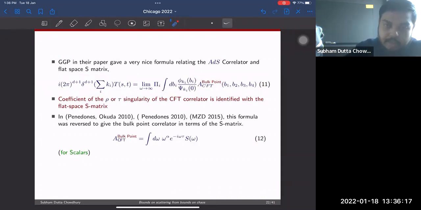More precisely, what you should take away from this is that the coefficient of the rho or tau singularity of the bulk point correlator is just the flat space S matrix. You can show that. You can also naturally reverse this formula to get the bulk point CFT correlator as an integral over the flat space S matrix.